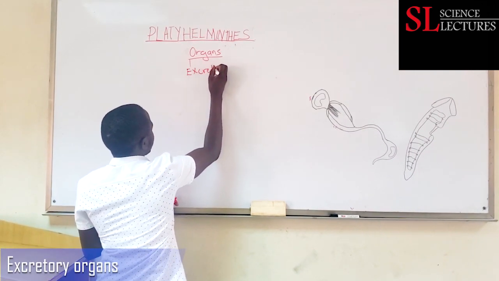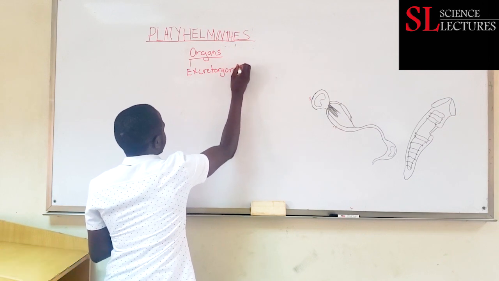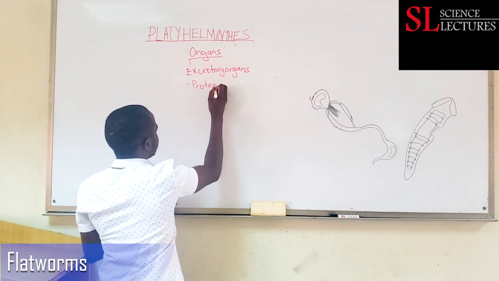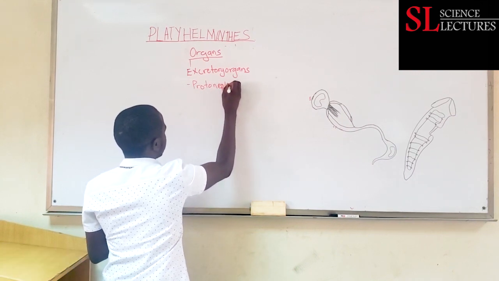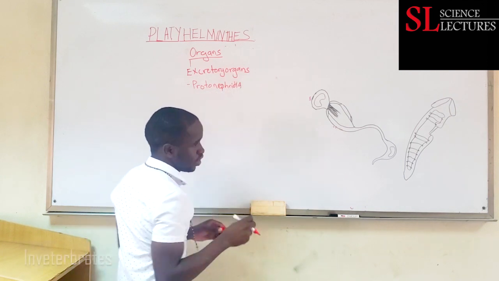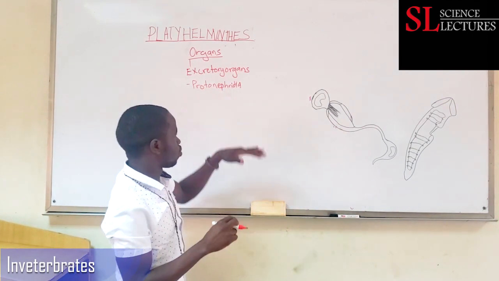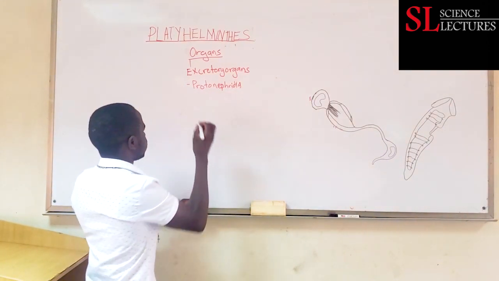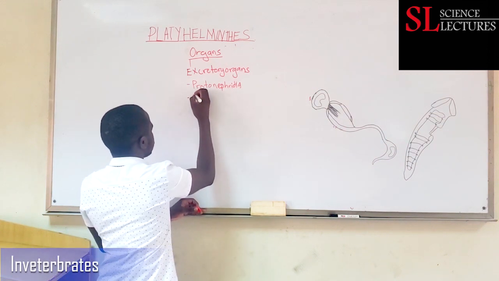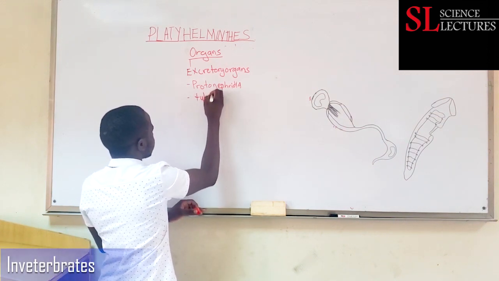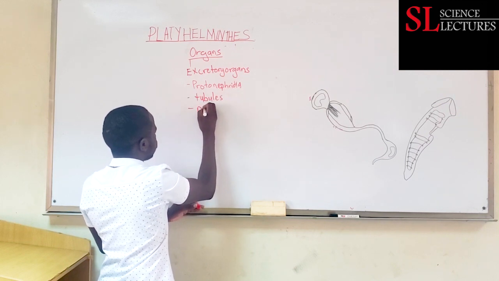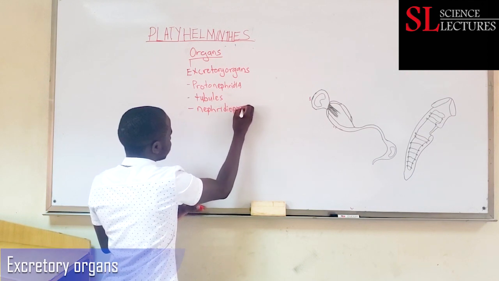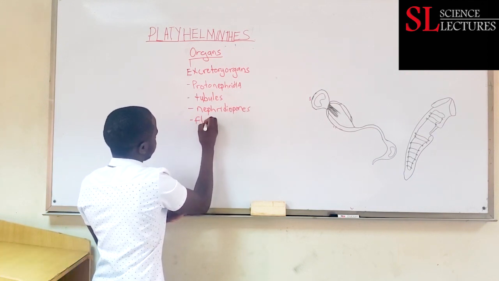These organisms also have excretory organs. The excretory organs of flatworms are made up of what we call the protonephridia. Definitely, you're already guessing that with the protonephridia we are starting to see the development of rudimentary or primitive kidneys. Then it's also made up of tubules, the nephridiopores, and the flame cells.